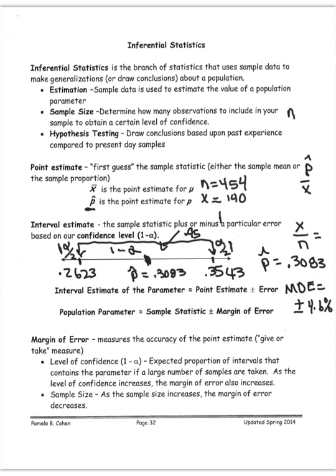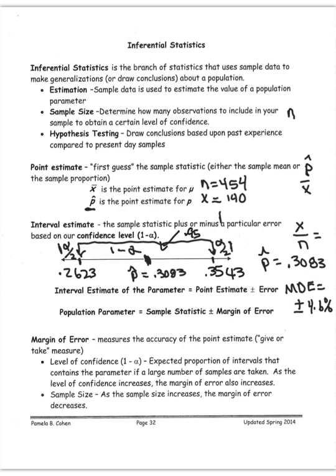So the margin of error measures the accuracy of the point estimate. It's like a give or take a few points. And so the level of confidence is the expected proportion of intervals that contain the parameter if a large number of samples are taken. So just like in class, if our level of confidence increases, our margin of error also increases, right? That confidence interval width gets bigger.